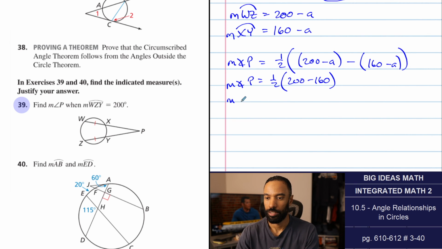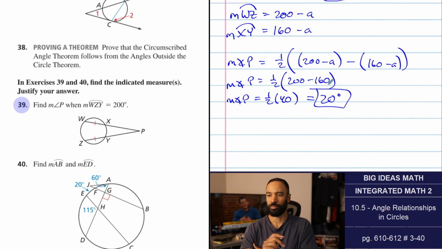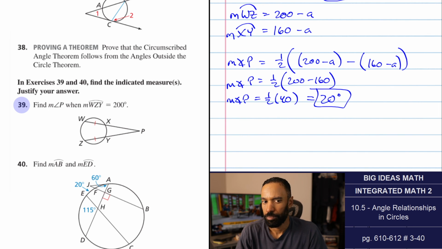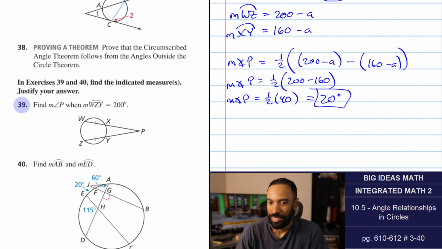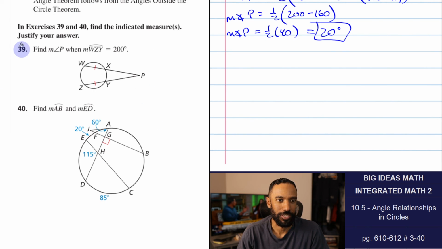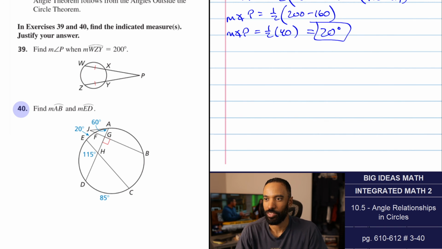Half of 40, which is 20 degrees. I don't know. Yeah. I don't know. WZY is 200, I think. I'm going with that. That was good. All right. And lastly, I don't know if I have to put the A things, but that's just how I worked it out. And lastly, number 40 seems like a diagram to copy and paste, but we'll see.